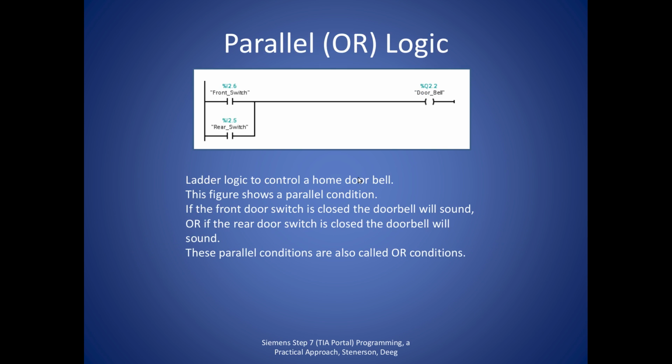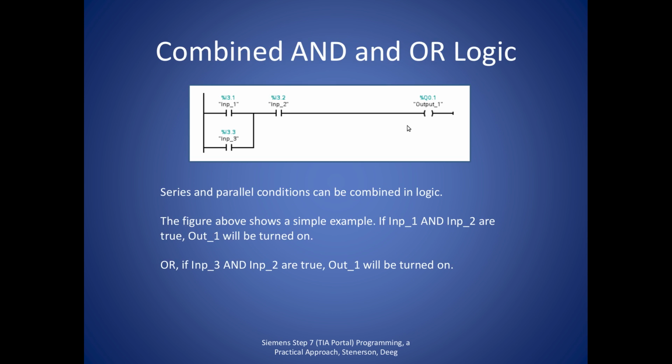Whenever inputs are combined in parallel, that's the equivalent of a Boolean OR operation. We have byte 2 bit 6 or byte 2 bit 5. If either one of these is a 1, then this evaluates to true, and so a 1 is assigned to output memory byte 2 bit 2. If we want to look at it physically as an electrical circuit, we have examine if closed. So if either one of these is closed, then current will flow through and energize the doorbell. We can combine Boolean operations.